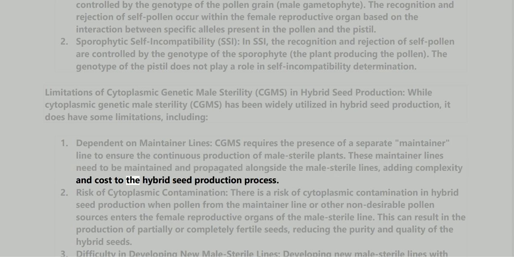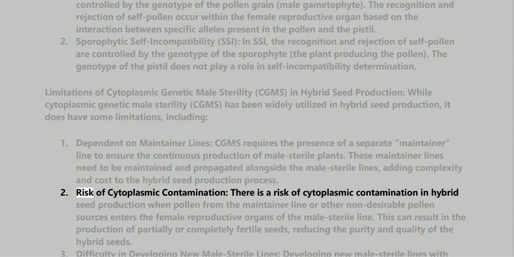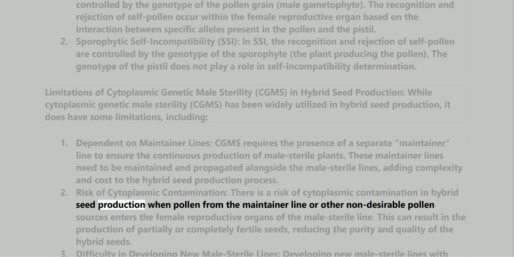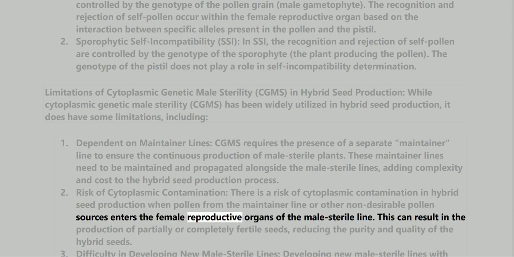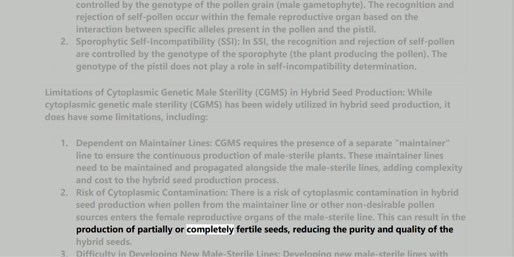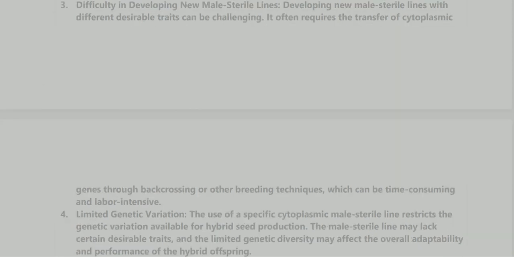hybrid seed production process. 2. Risk of cytoplasmic contamination. There is a risk of cytoplasmic contamination in hybrid seed production when pollen from the maintainer line or other non-desirable pollen sources enters the female reproductive organs of the male sterile line. This can result in the production of partially or completely fertile seeds, reducing the purity and quality of the hybrid seeds. 3. Difficulty in developing new male sterile lines.